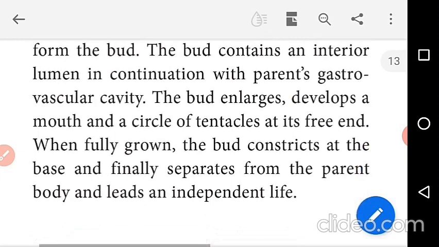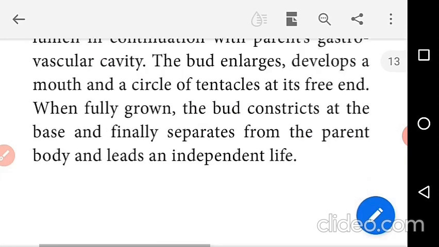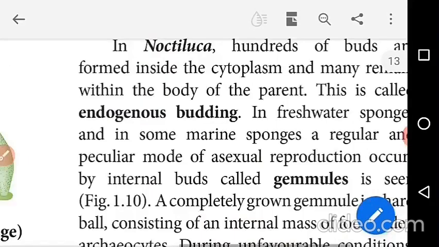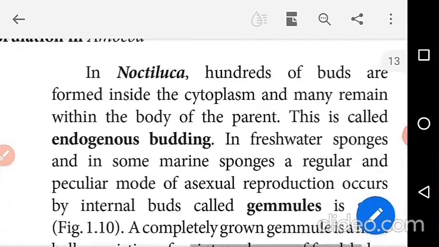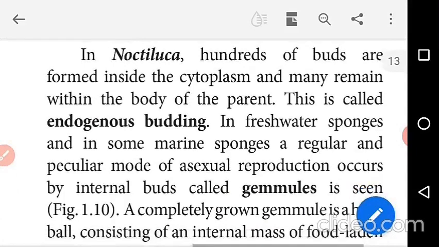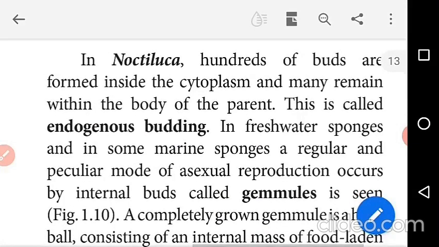The next one is endogenous budding. Endo means inside. When the buds form inside the body, that is called endogenous budding. The best example is Natilica. Hundreds of buds form inside the cytoplasm, and many remain within the body of the parent. That is called endogenous budding.